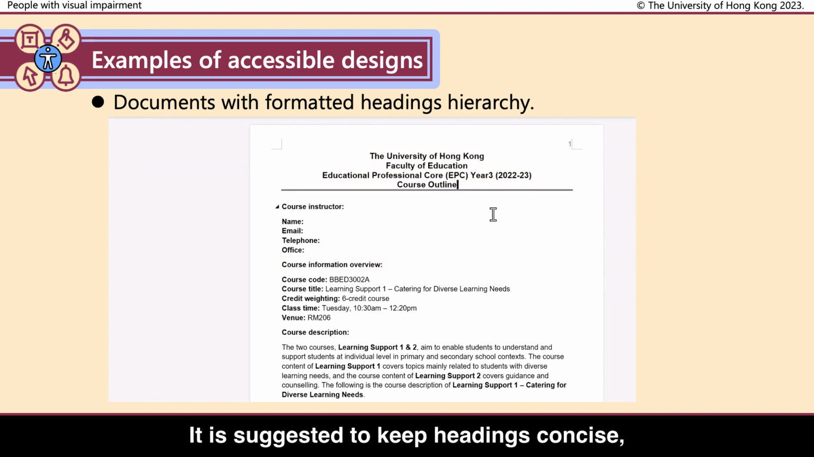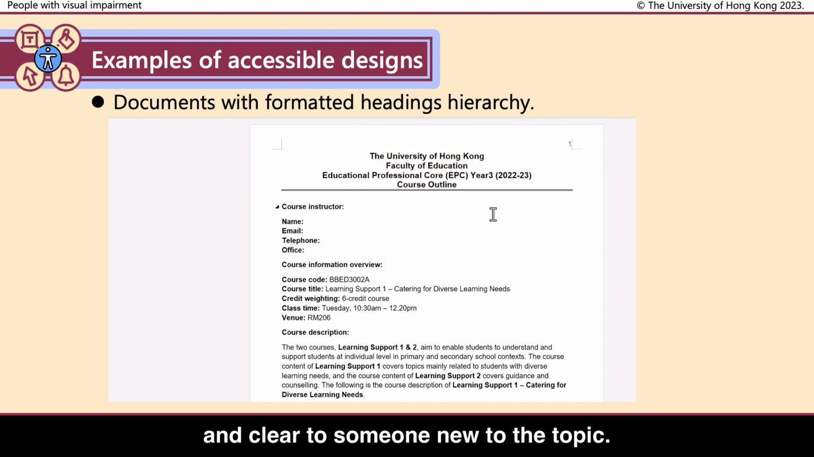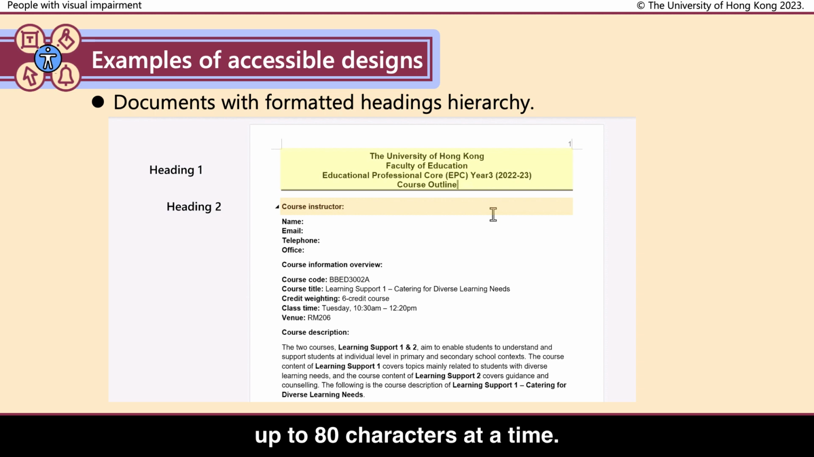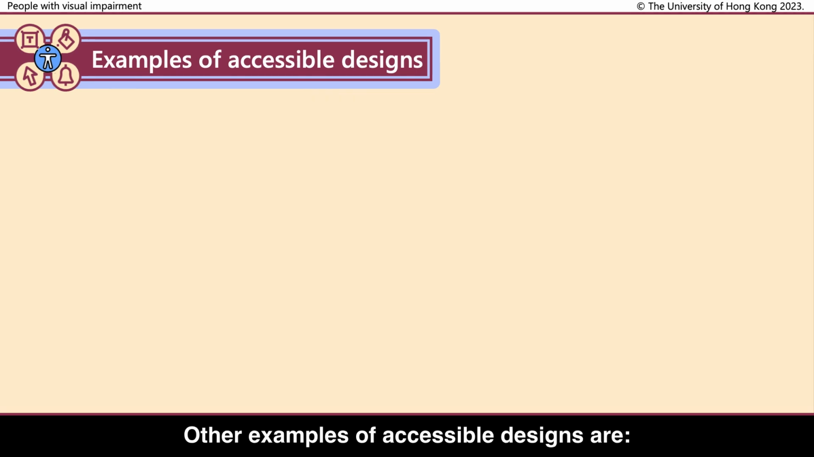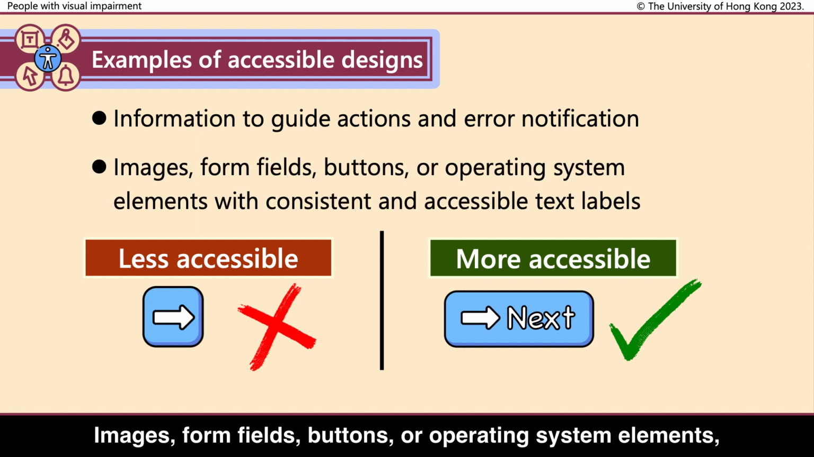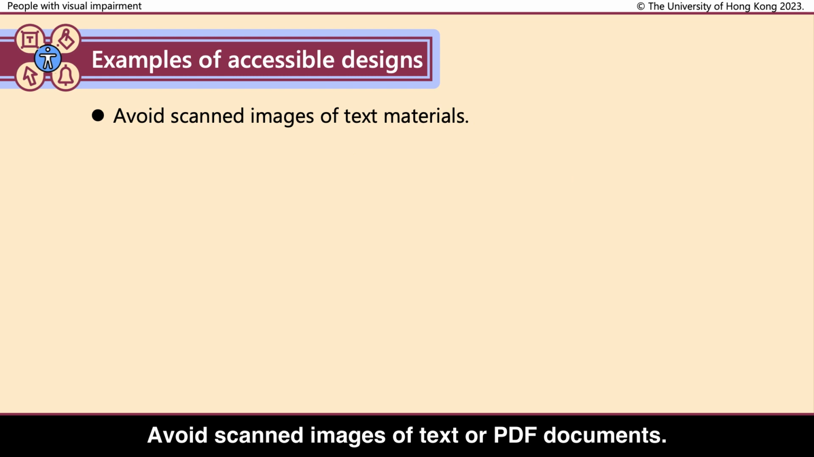It is suggested to keep headings concise, specific to the content that belongs to that section, and clear to someone new to the topic. A concise heading would also be useful to Braille display users. Refreshable Braille display may present up to 80 characters at a time. Other examples of accessible designs are information to guide the user's actions and notify them of errors. Images, form fields, buttons, or operating system elements should have consistent and accessible text labels for access by assistive technologies such as screen readers. Avoid scanned images of text or PDF documents.